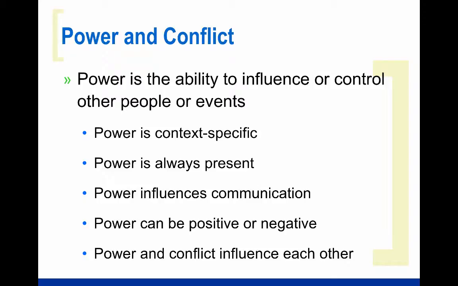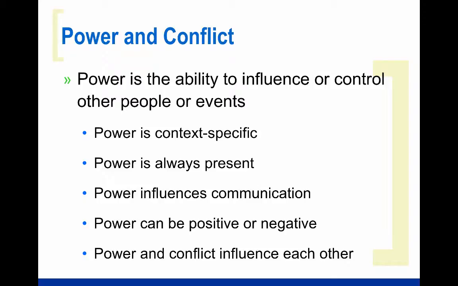We all have power of some sort because all of us can do certain things in certain situations. Power is context specific. There are certain kinds of power that are only relevant in certain situations. For instance, I can tell you what to do to pass this class, and if you don't do it, I have the power to fail you. However, I can't go to your house and make you do the dishes. I don't have that power. So that's an example of how power is context specific.